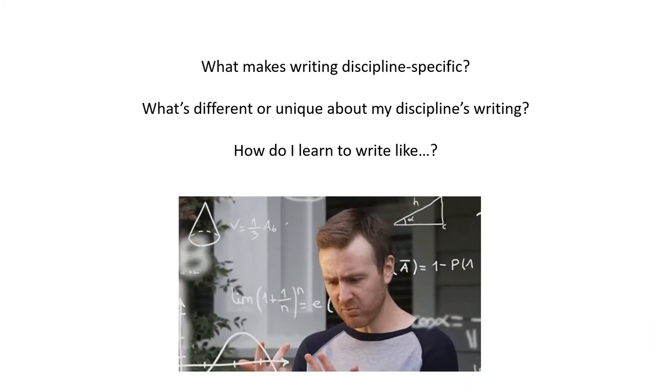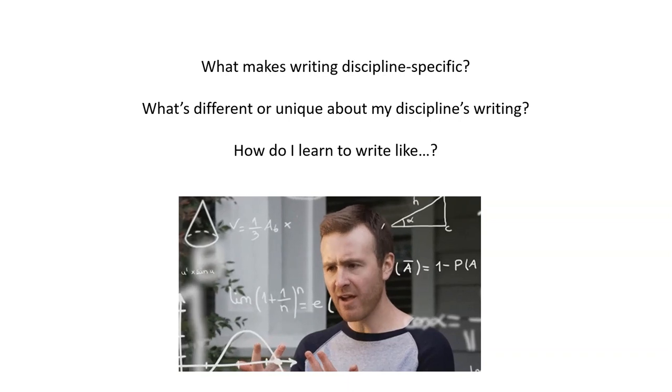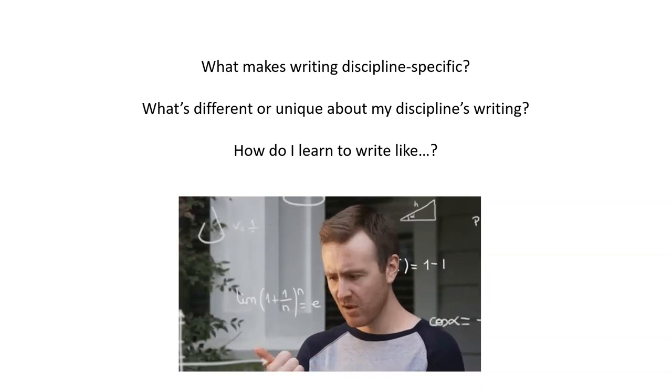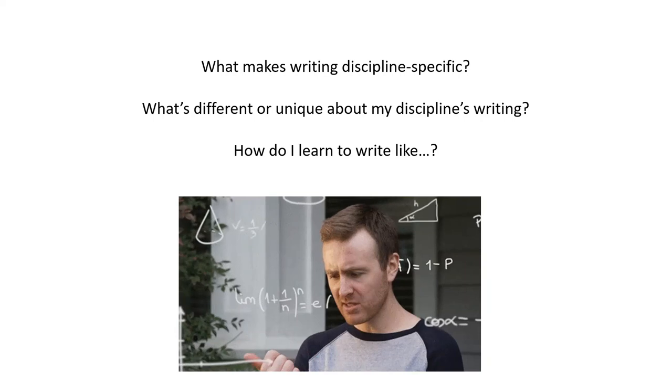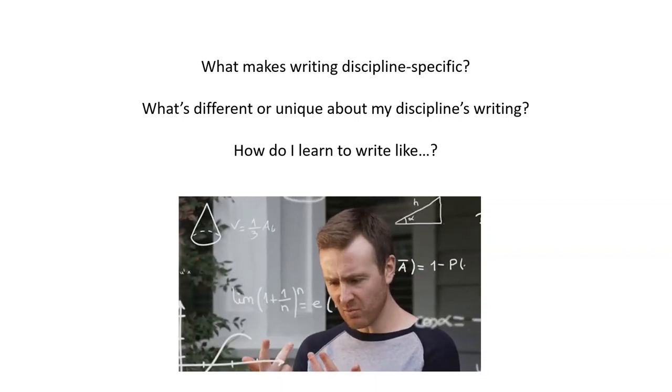So the questions broadly we're going to be looking at are these. What is it about writing in academia that makes it discipline specific? How does science writing differ from writing in the social sciences? How does economics differ from psychology? What is different or unique then about the writing in my discipline? And how do I learn to write like that? How do I learn to write like a great economist, like a great chemist, or any number of faculty members that you might be reading in journals and wishing that you could write just like them?